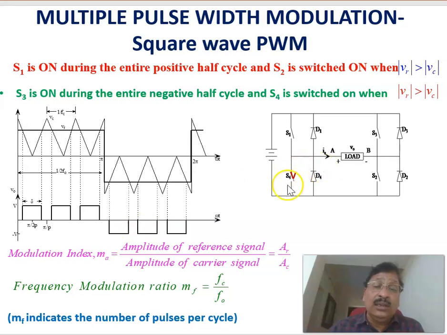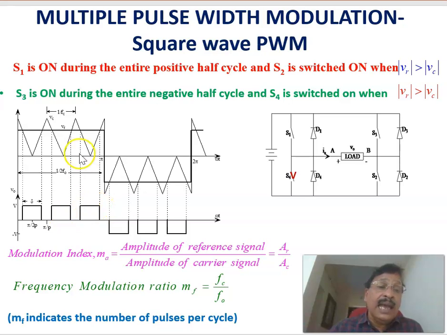When S4 is on, you are getting a negative voltage across the load. You'll be getting negative voltage during this period. Again, when the reference voltage magnitude is less than the carrier signal VC here, S4 is switched off. Then you are getting a zero voltage. Again, during this period, the reference signal voltage magnitude is more than the carrier signal VC, then again S4 is on. Therefore, you will be getting a negative voltage here. Therefore, there are three pulses in the negative half cycle and three pulses in the positive half cycle.